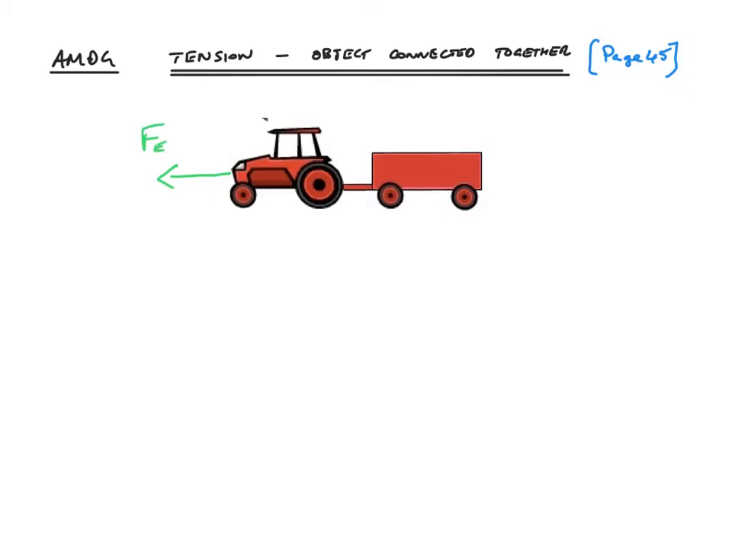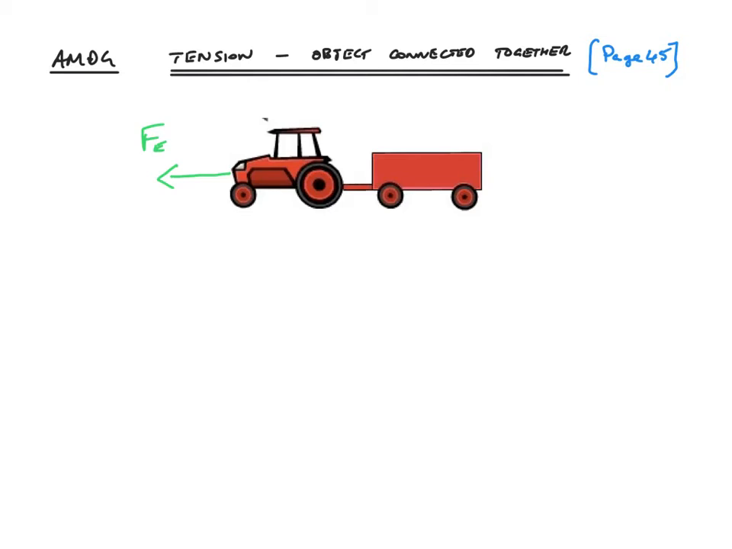Normally how you would apply that is if you look at the system that is joined together, that's the tractor and the trailer, you would apply Newton's second law by looking at the whole system together. So this force from the engine is pulling along both of these, so you would put their masses together and then you would use Newton's second law just to work out the acceleration, for example.